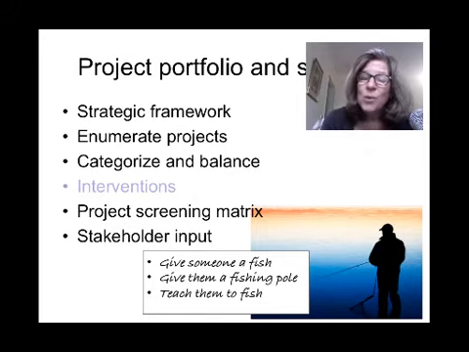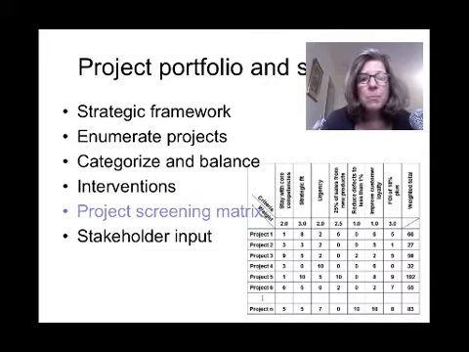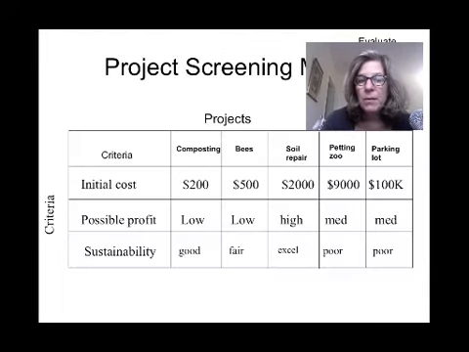And really the idea is you actually do want to intervene at the highest possible level with the resources that you have. The next is a project screening matrix. And I'm going to go through this a little bit, but what you generally do with this is you list projects and then you list criteria. And this is an example of it.